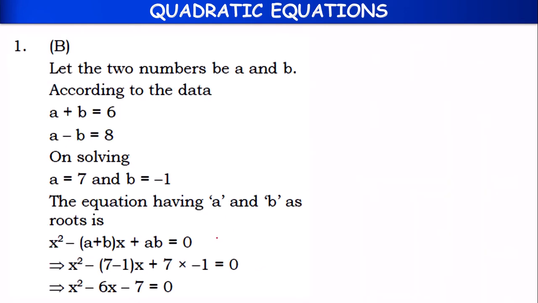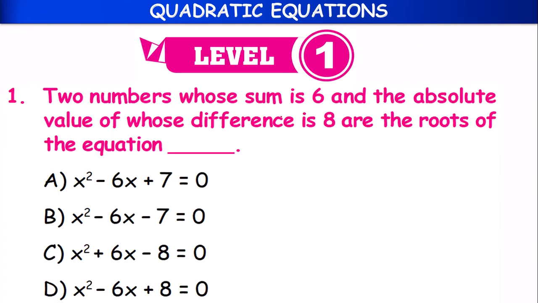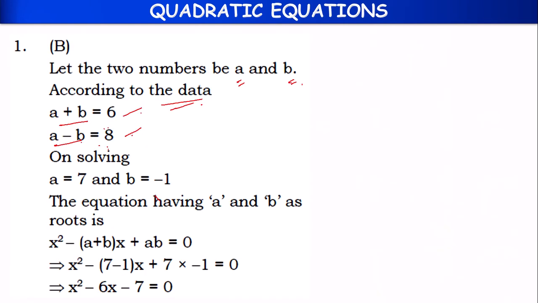So let us assume the two numbers as A and B, children. Then according to the given data, A plus B equals 6 and A minus B equals 8. We may get plus 8 or we may get minus 8, but they are asking us to take the difference as an absolute value. So the difference, we will take as positive 8.